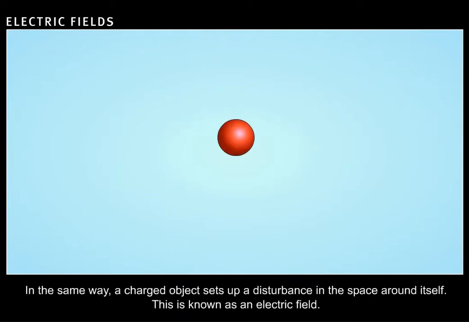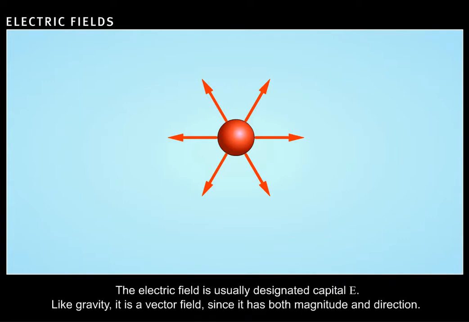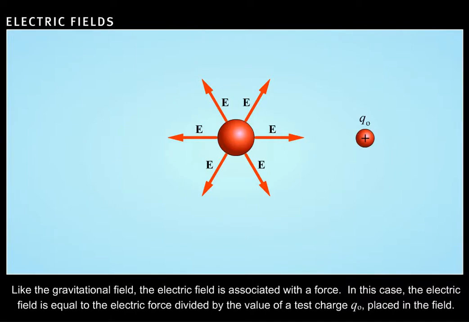In the same way, a charged object sets up a disturbance in the space around itself. This is known as an electric field. The electric field is usually designated capital E. Like gravity, it is a vector field, since it has both magnitude and direction. Like the gravitational field, the electric field is associated with a force. In this case, the electric field is equal to the electric force divided by the value of a test charge Q0 placed in the field.